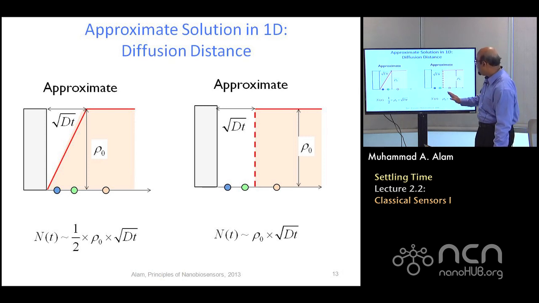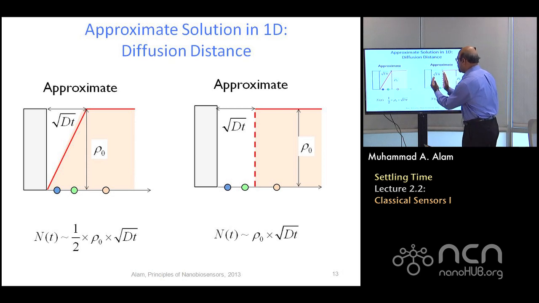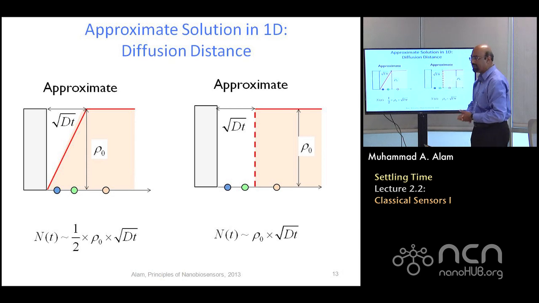Here, this is the same picture as this one, except that we have assumed that the entire region has gotten depleted. So the lost rectangle is given by rho naught square root of Dt. That is how many molecules it has captured on the sensor surface. Remember, in one dimension, it's a planar surface, and analytes are getting deposited on the sensor itself.